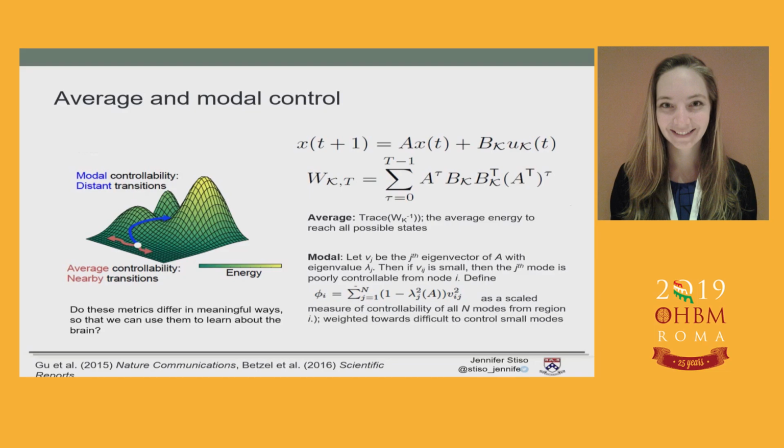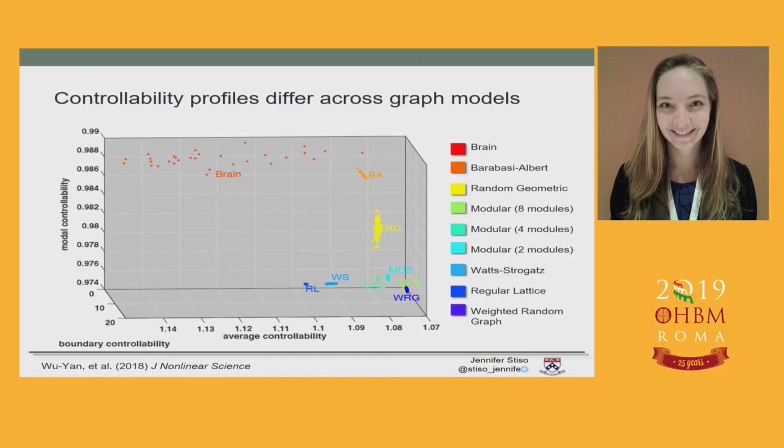So first of all, I want to point out that these metrics do differ across null models, so they do have enough variability in that sense. On this plot, we have modal controllability on the y-axis and average on the x-axis. All the colors are just benchmark models really common in network science, and you can see that they fall into different spaces on this plot.